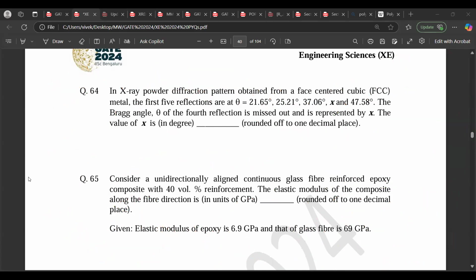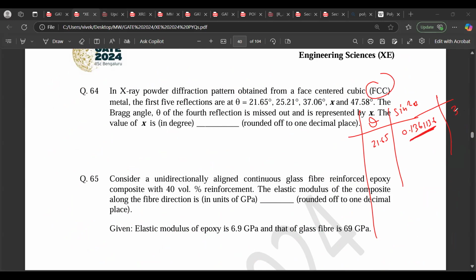So what I'm trying to tell here is you have a theta. You find out sine square theta. Let's say your theta is 21.65, and you found sine square theta as 0.136. Now you have to make it either 3 or 1, depending on the structure. Since it is FCC, you have to make it 3. How much do you have to multiply it here to make 3?